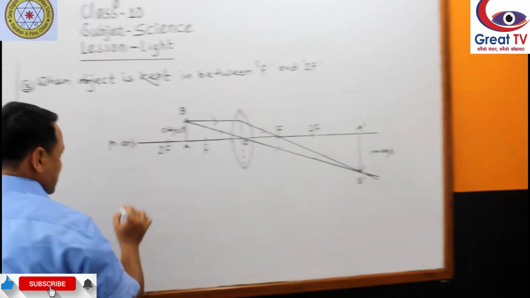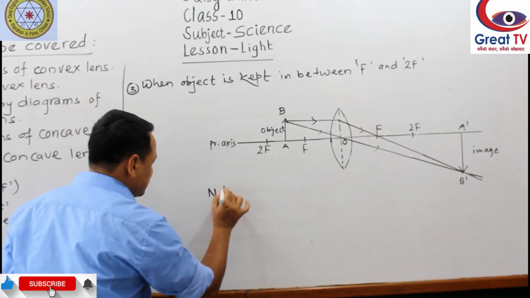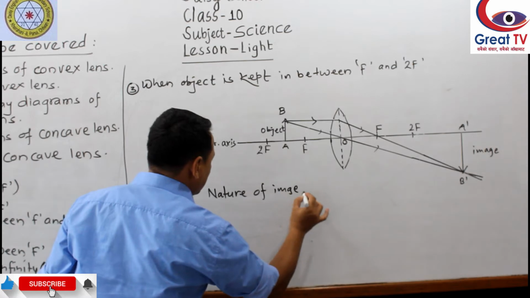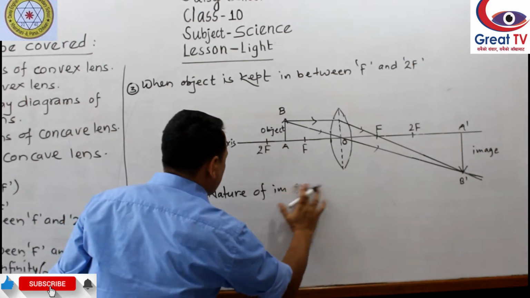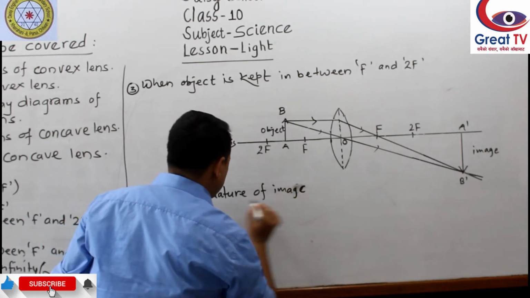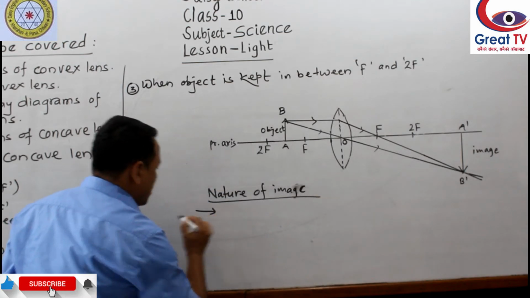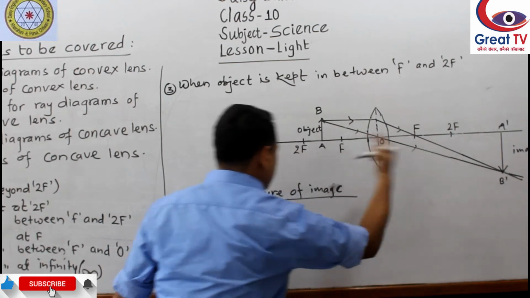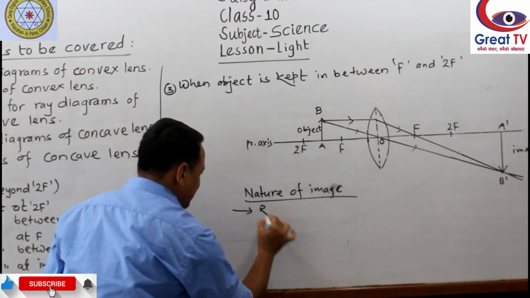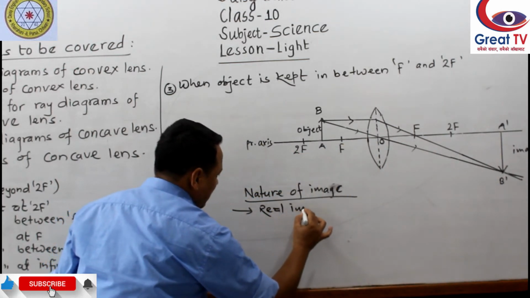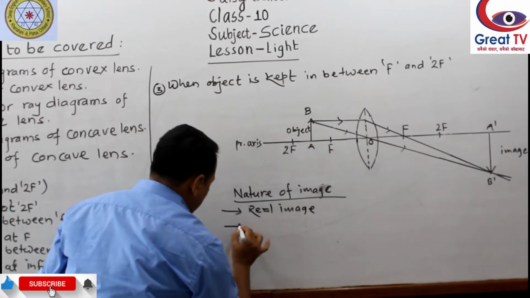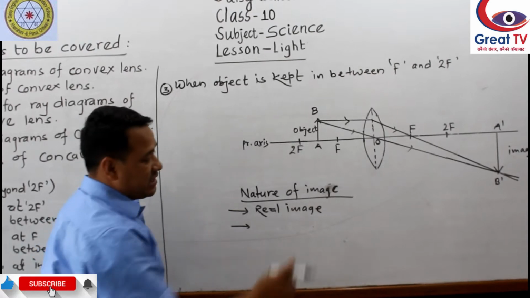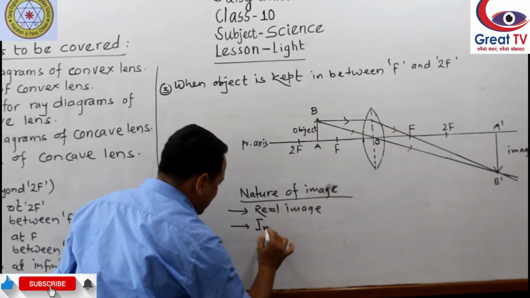So nature of image. What type of image, real or virtual? Real image, because object and image are on either side. So real image. And another one, erect or inverted. A real image is always inverted.